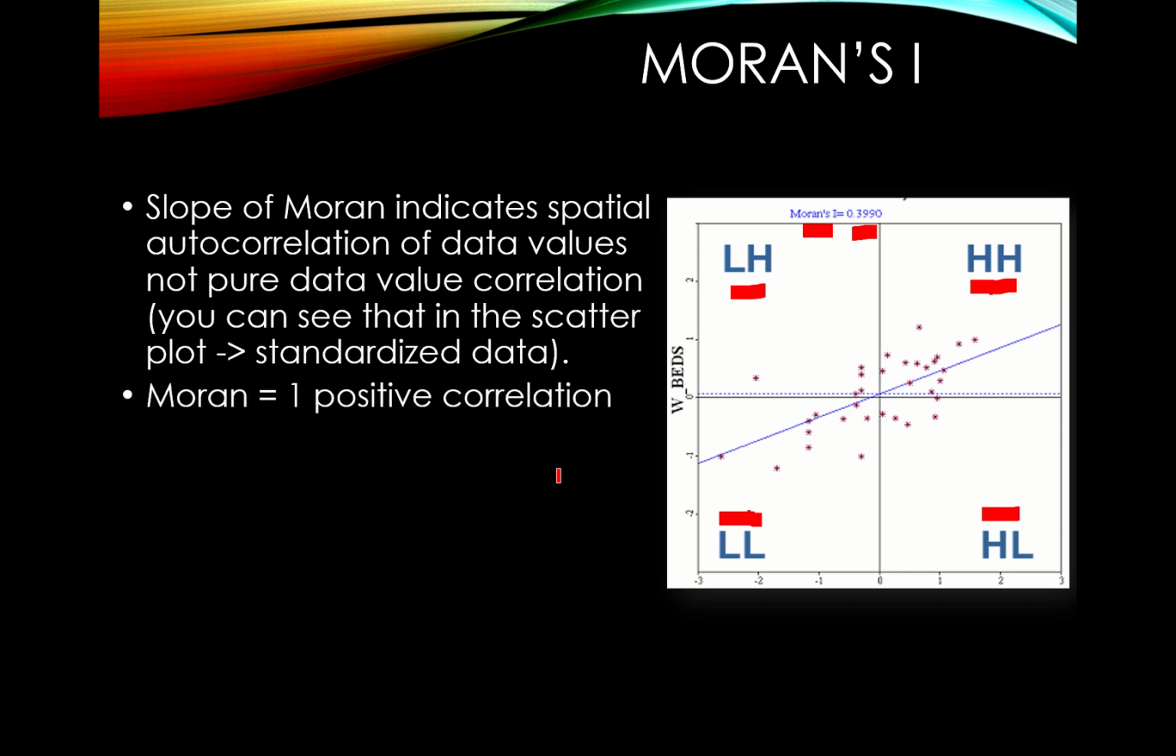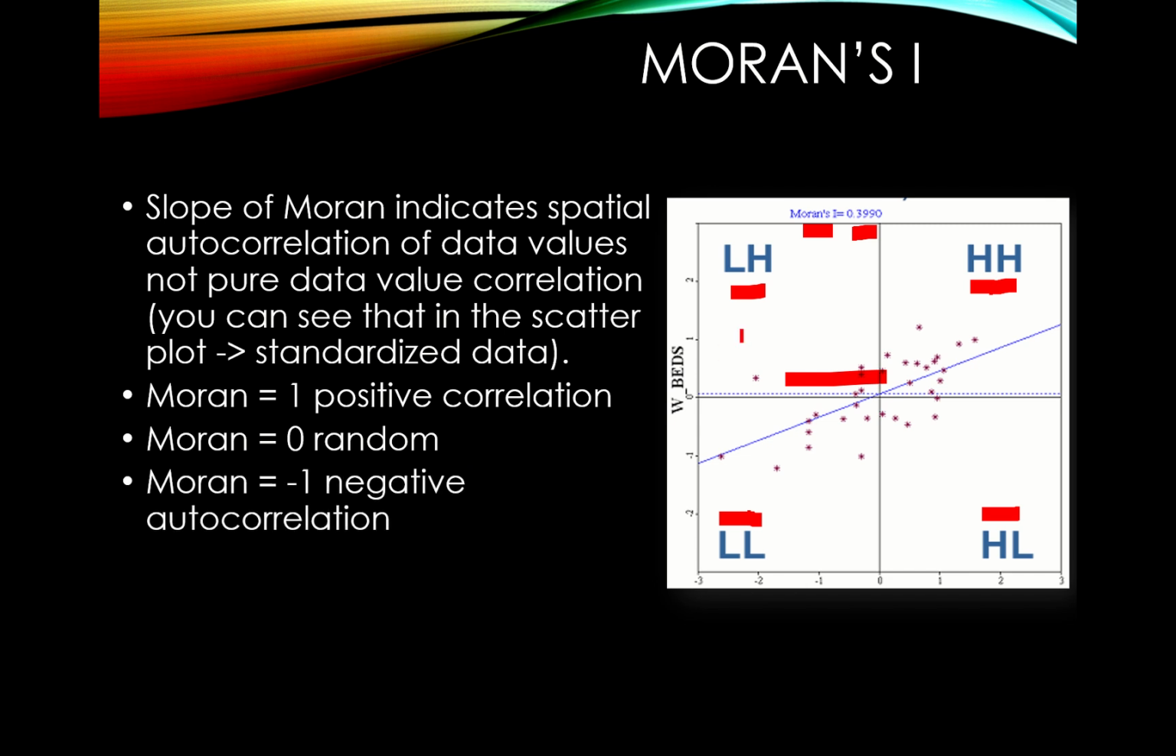So the way to interpret the Moran's I is that if you get a Moran's I of 1, that's a perfectly positively autocorrelated data set. 0, when you have no slope, like a flat line, means your data is randomly distributed. And then if you have a -1 or a negative value for Moran's I, that means you're dealing with a more dispersed or regularly spaced data set.